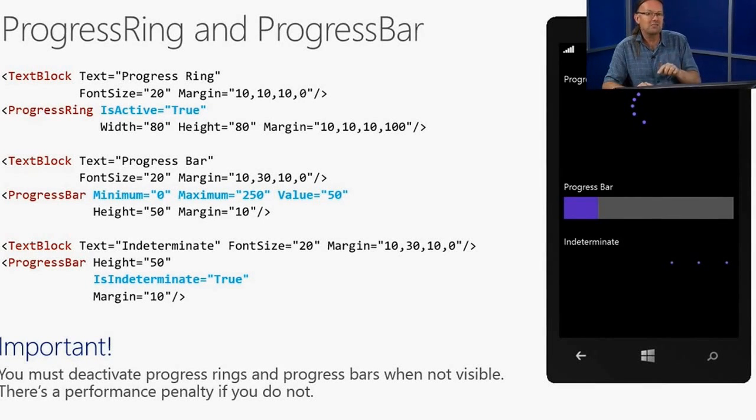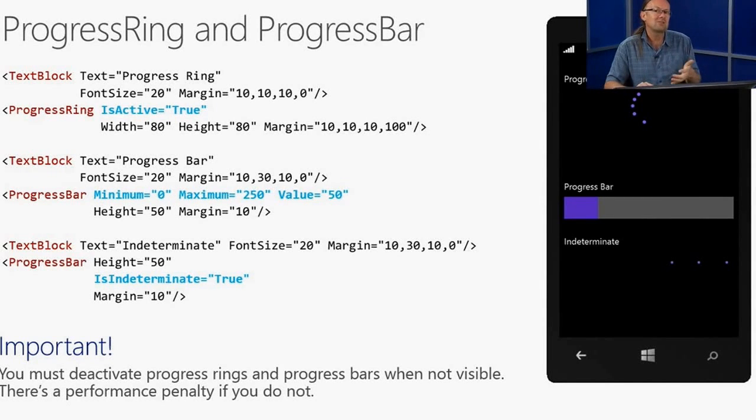Later on, I'm going to tell you how to put one of these indeterminate progress indicators, the dots that race across the screen, up in the status bar, which I would say is kind of the de facto standard for most phone apps. You want to put it up at the top of the screen in the status bar. But if you want to put it in line, these are the controls to use.